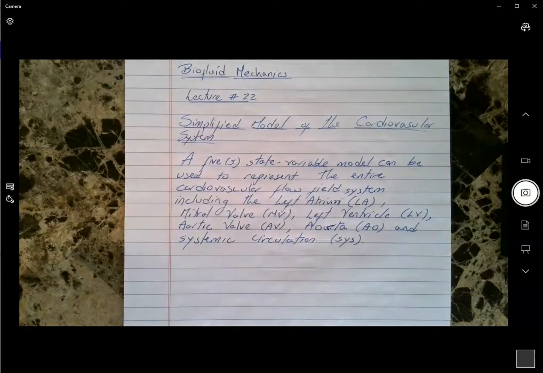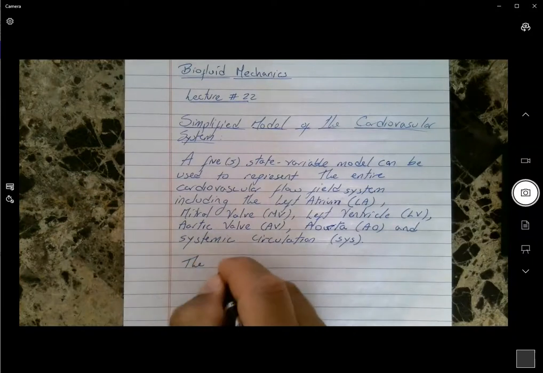Unless we are specifically interested in knowing what happens at any particular location of the pulmonary circulation or the right heart, in case there's an anomaly or a pathological condition in which we're interested in looking at specific values of pressures and flows in the right circulation, then we would include that particular one, as we'll see in later lectures.